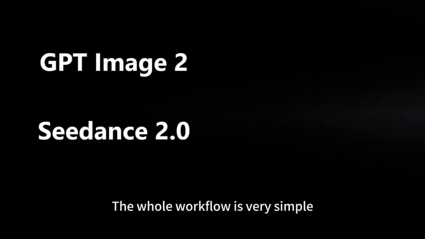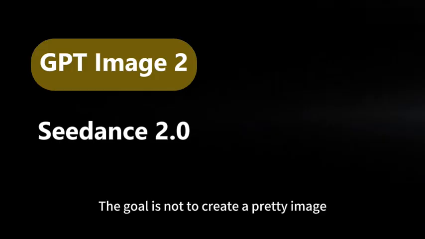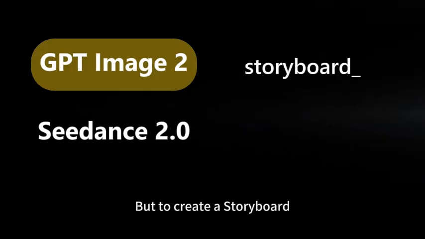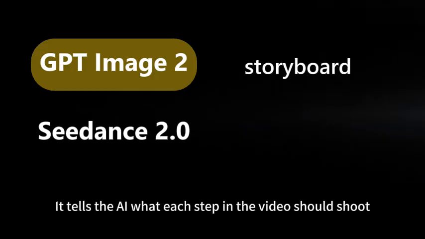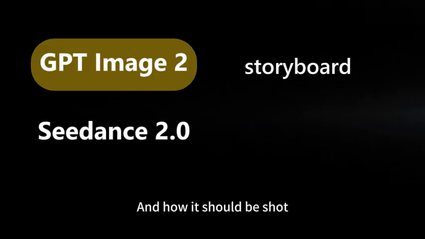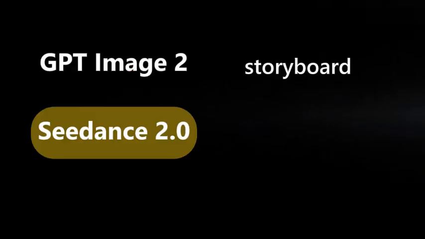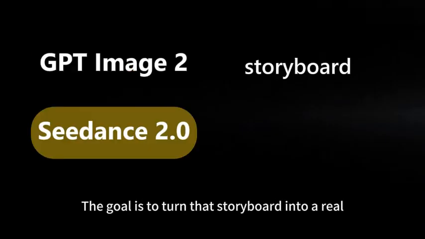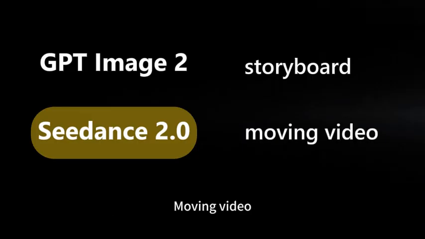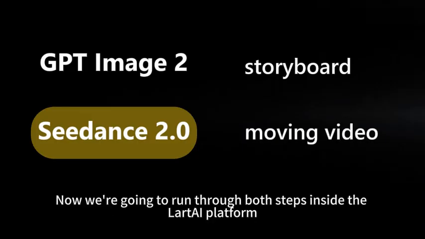The whole workflow is very simple, just 2 steps. Step 1, we use GPT Image 2. The goal is not to create a pretty image, but to create a storyboard. It tells the AI what each step in the video should shoot and how it should be shot. Step 2, we use Seedance 2. The goal is to turn that storyboard into a real moving video. Now we're going to run through both steps inside the LartAI platform.